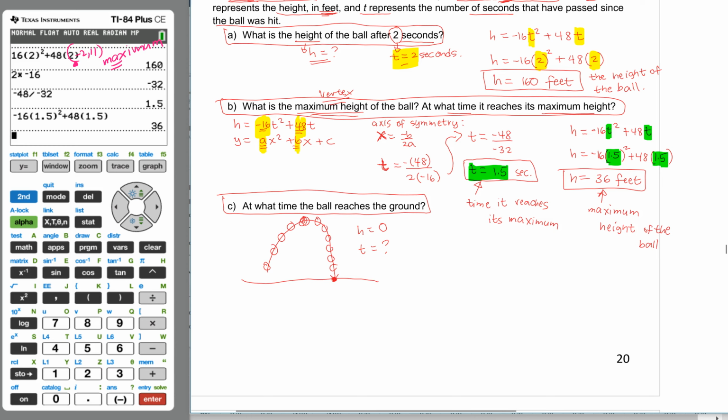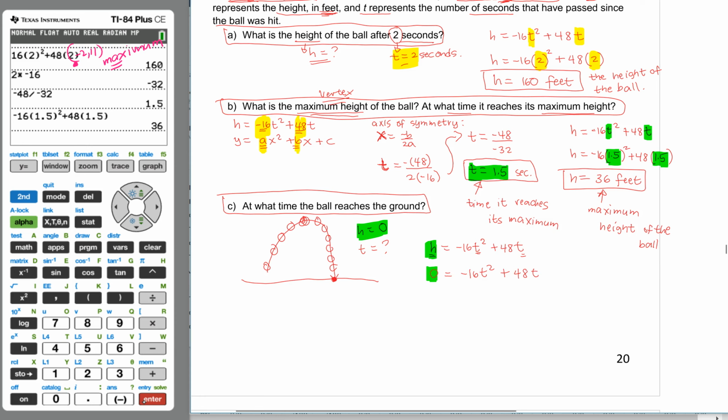So let's have the function given. It should be h equals negative 16t squared plus 48t. Here we are finding t when h is equal to 0. So whatever h is here, we are going to plug it in here. That means 0 equals negative 16t squared plus 48t.